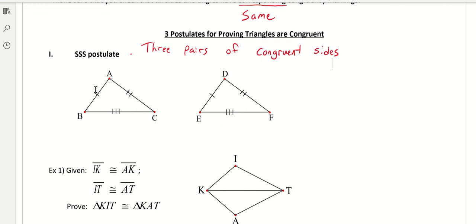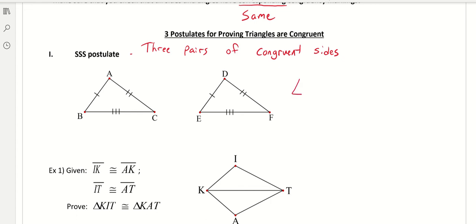AB has one tick mark. DE has one tick mark. AC has two tick marks. DF has two tick marks. BC has three tick marks. And EF has three tick marks. Side, one tick mark. Side, two tick marks. Side, three tick marks. Side, side, side is satisfied here.